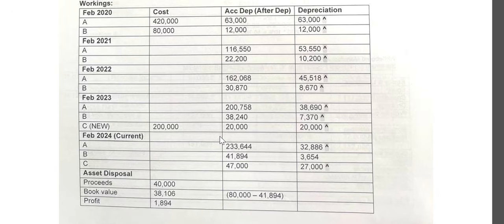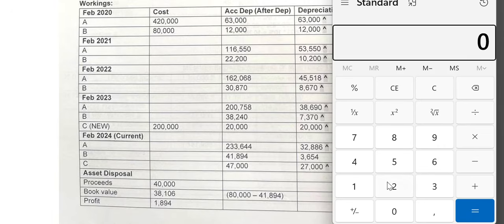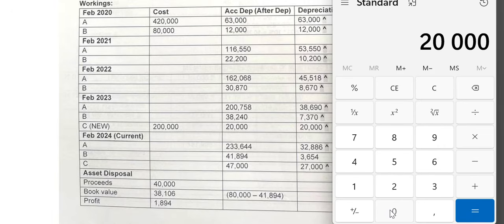What I'm trying to do is calculate the depreciation for our new purchase. So let's bring up the calculator again. We've got 200,000 multiplied by 15%. That's 30,000. But I think we had this for 8 months. So I say multiplied by 8, divide by 12, and it's equal to 20,000.